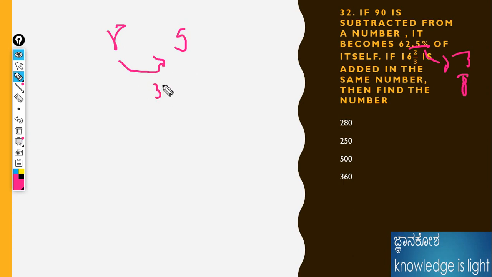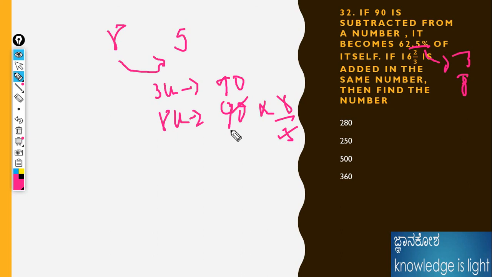The difference between these two is 3 units. 3 units is 90, isn't it? Therefore, what is the initial value? 8 units. Initial value 8 units is 90 into 8 divided by 3, because we need the higher value. So 8 times 30, therefore 240 is coming.